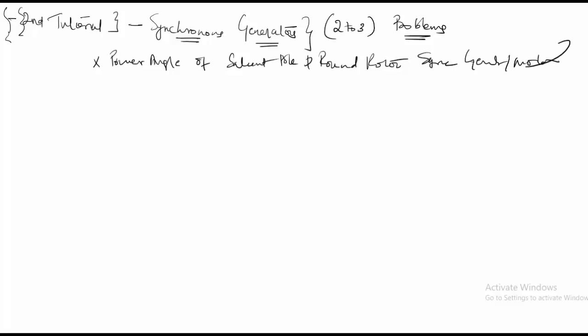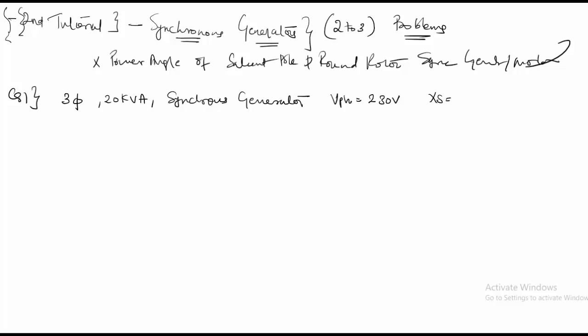So the first question is related to a 3-phase 20 kVA synchronous generator, and what you have to do is that the phase voltage is given as 230 volt, while the synchronous reactance is given as 2.0 ohm, and the resistance of the armature is given as 0.8 ohm per phase, and the power factor angle is given as 45.57.